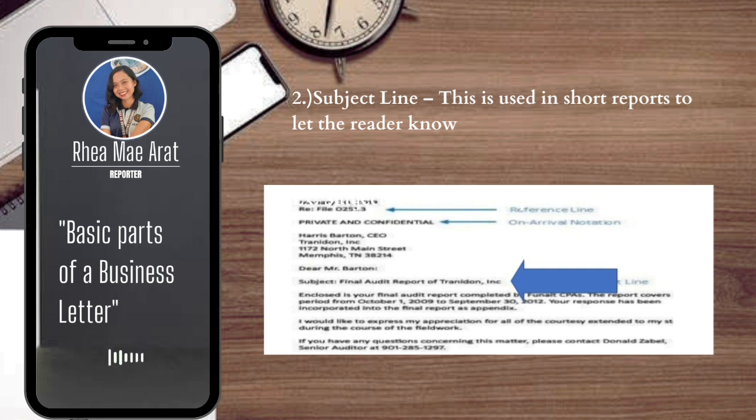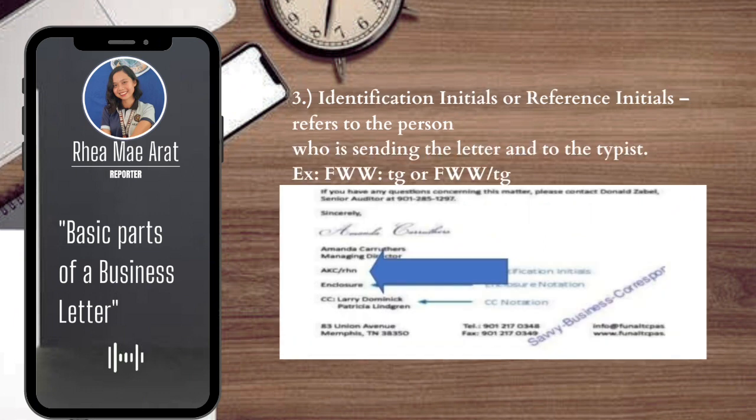So by using the subject line, it is easy for the reader to understand what your letter is all about, and the reader easily knows the content of the letter immediately. Next one, we have the identification initials or reference initials. Refers to the person who is sending the letter and to the typist.